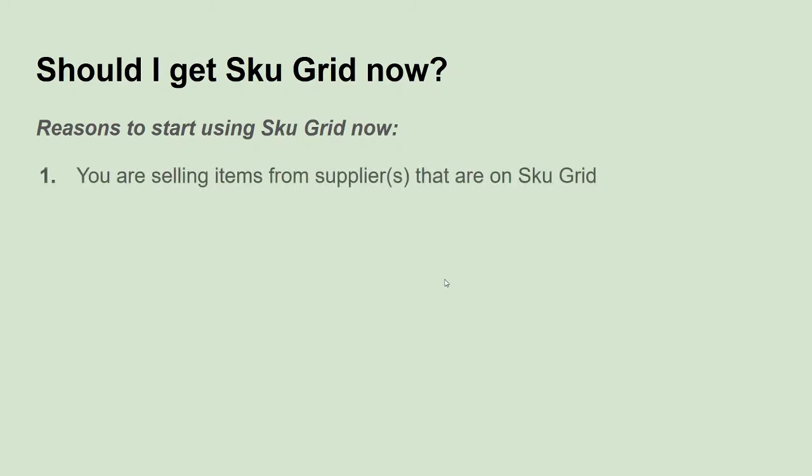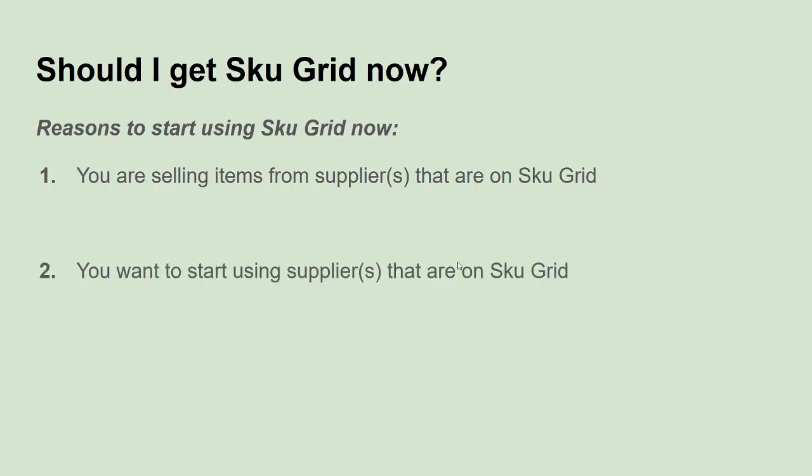Number 1, if you are selling items from suppliers that are actually on Sku Grid, and there are a lot of them, then that's a good reason to start using Sku Grid right now, because instead of checking those items by hand, or instead of paying for some expensive software that only works with a few suppliers, you can use this much more low-cost option, get Sku Grid set up, and you can track those items automatically with Sku Grid. So that's one good reason to start using Sku Grid right now.